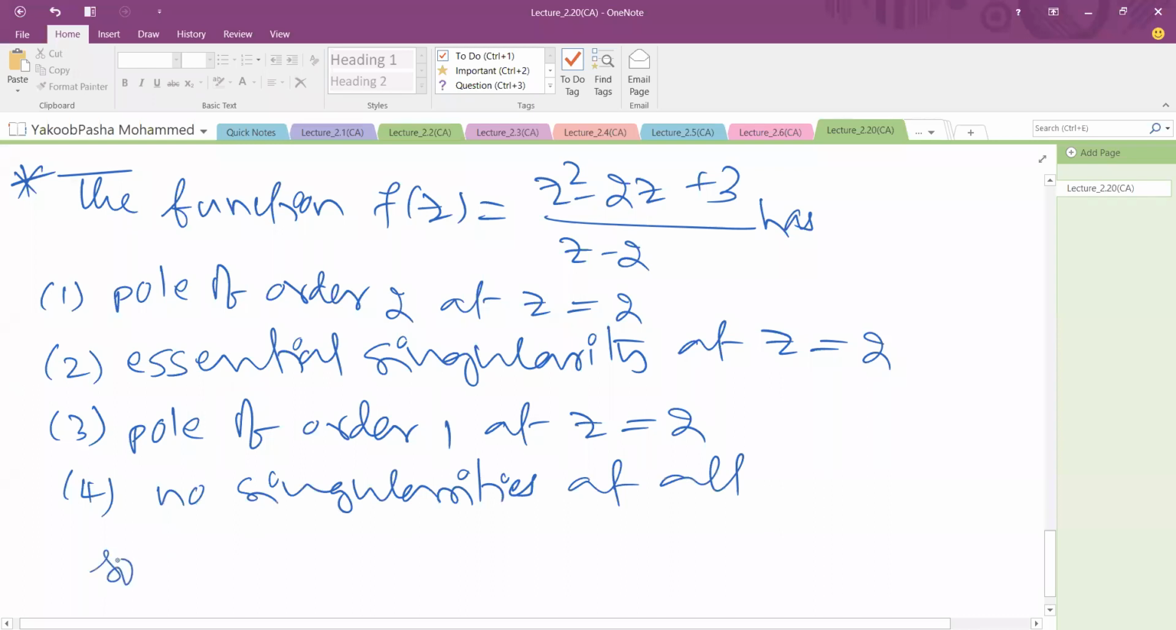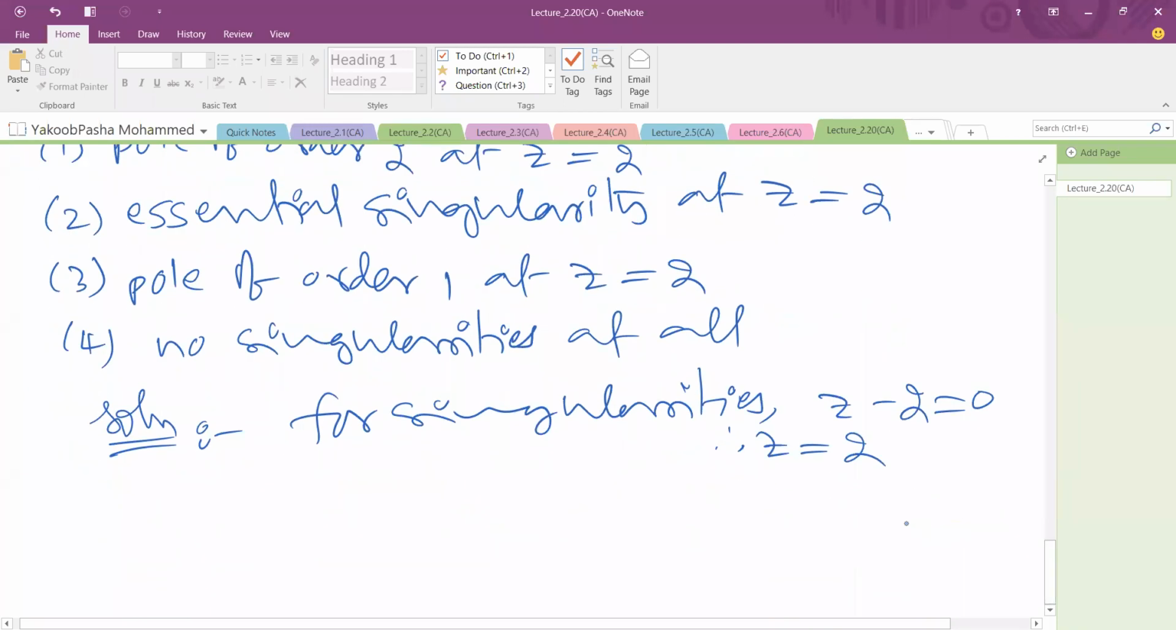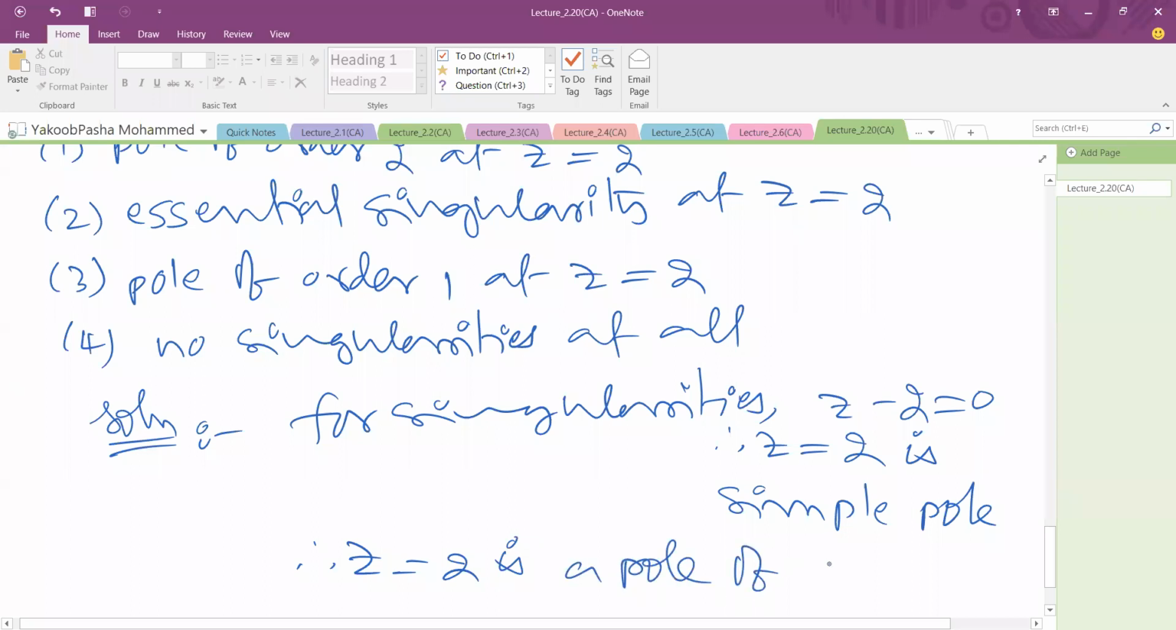So we have to see the function of z for singularities. We have to take the denominator singularities. The denominator z minus 2 is equal to 0, so z is equal to 2. Z minus 2 appears 1 time. That means z is equal to 2 is a simple pole. Simple pole means it is a pole of order 1. Therefore, z is equal to 2 is a pole of order 1.